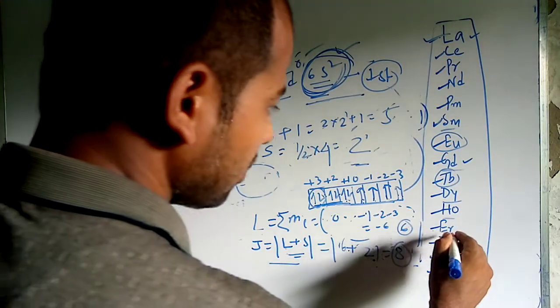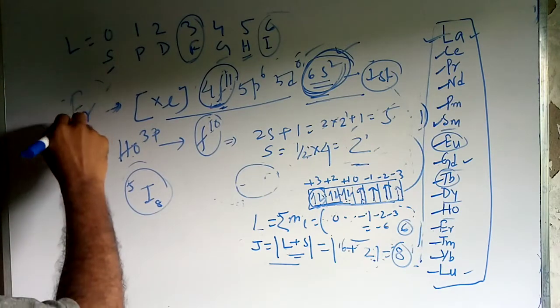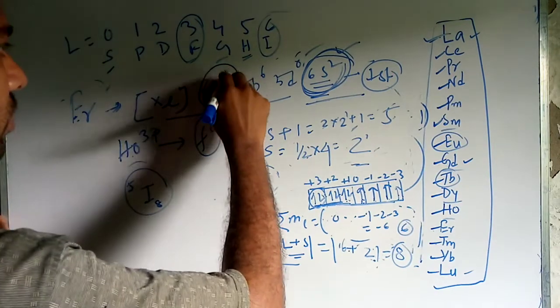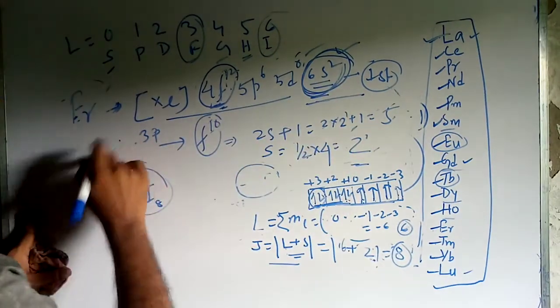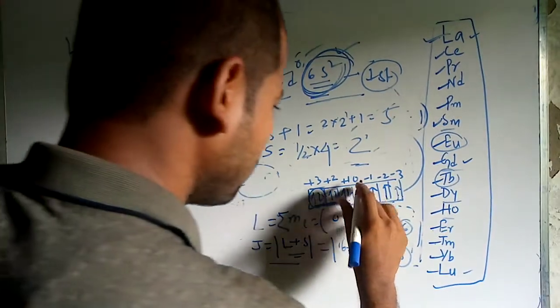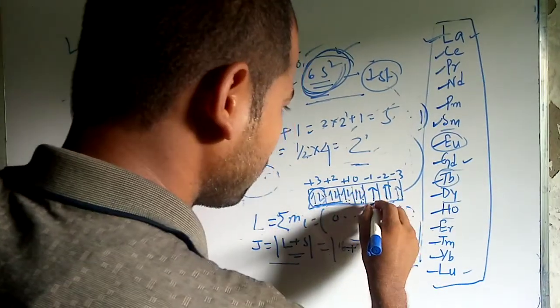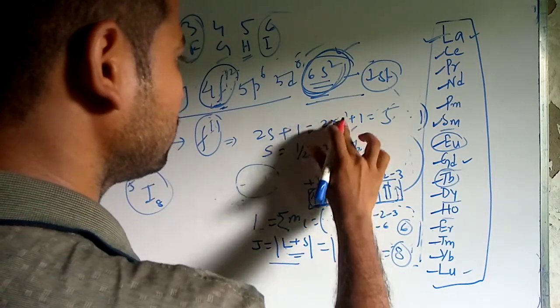If you consider erbium 3 plus, erbium, this is actually F12. This is erbium 3 plus, this is actually F11. This electron will be paired up. Three unpaired electrons are present here, 3 by 2. This is actually 3 by 2.